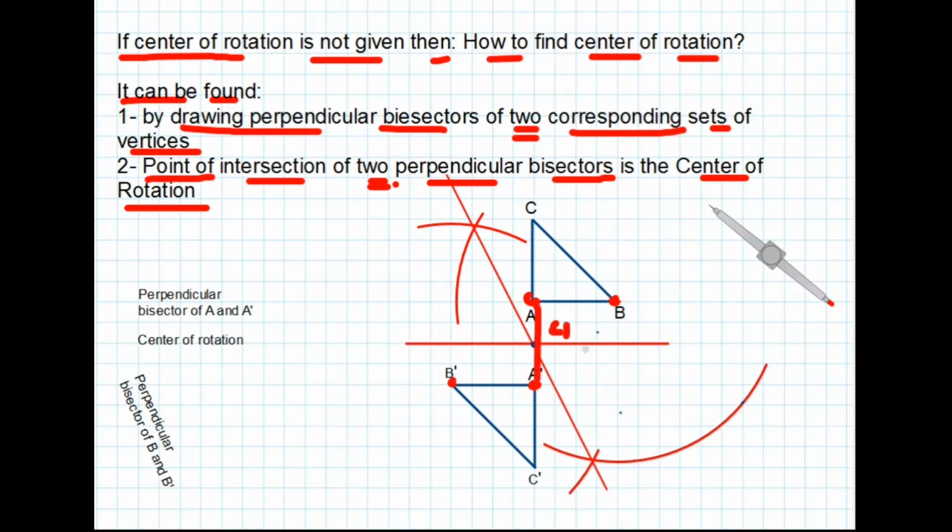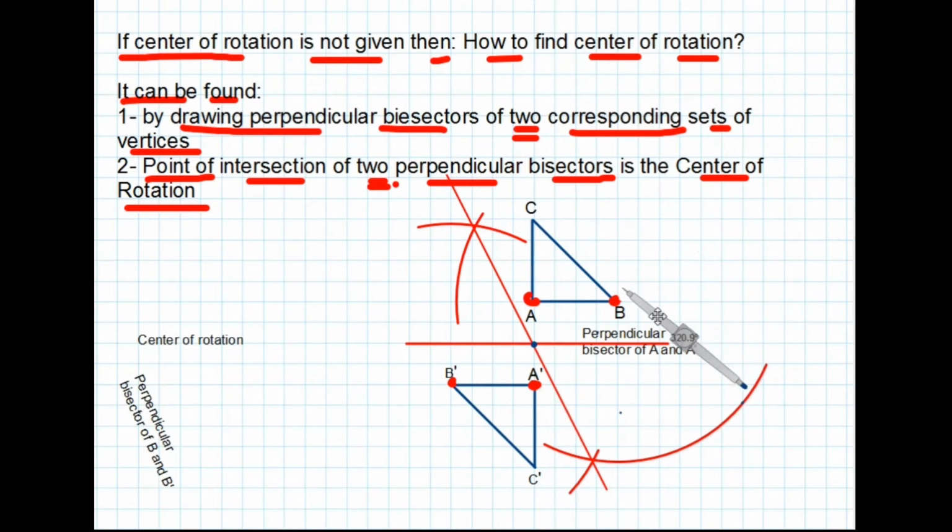The distance between A and A dash is 4 blocks. Its half is 2 blocks. So we can directly draw the perpendicular bisector with the help of a ruler as shown. The distance between B and B dash cannot be divided directly, so we draw the perpendicular bisector using a compass as shown.